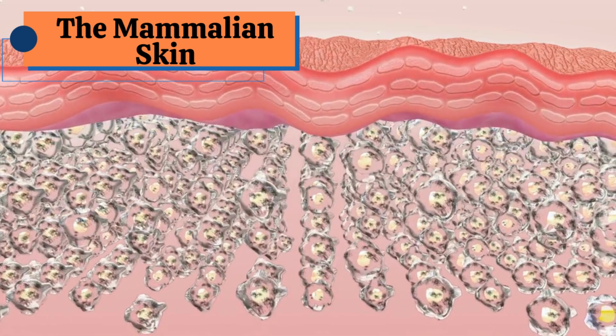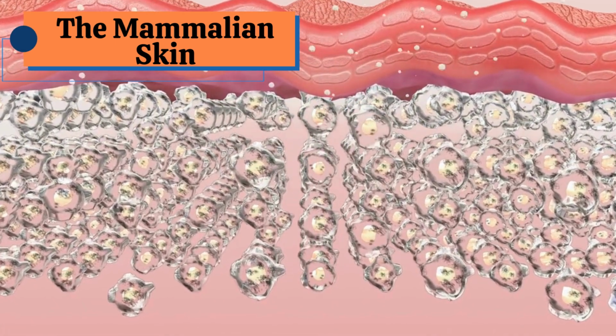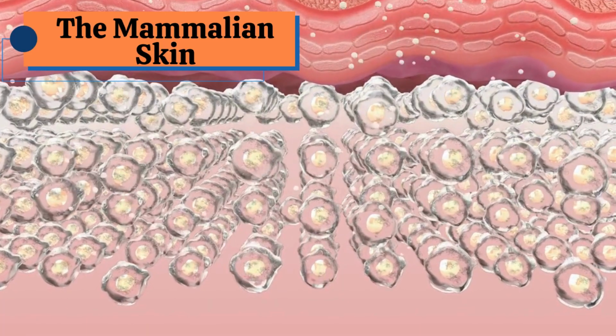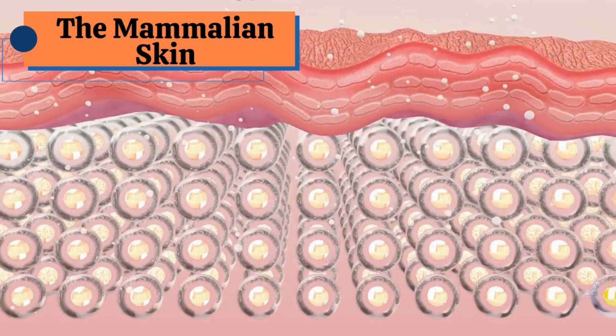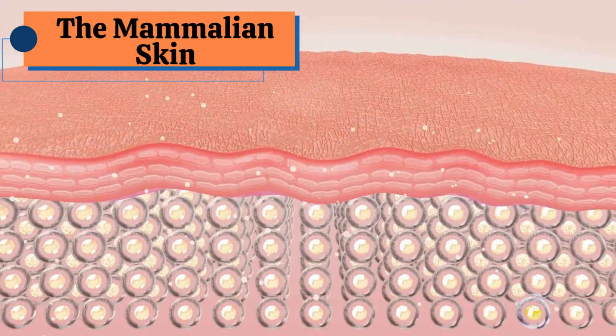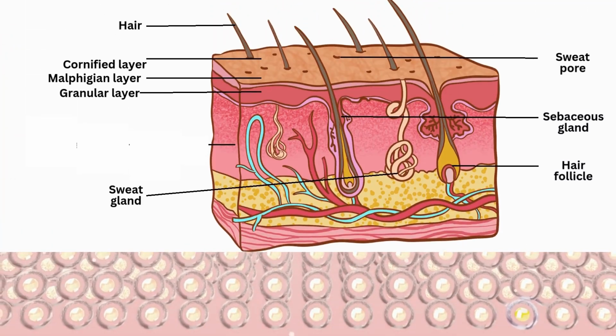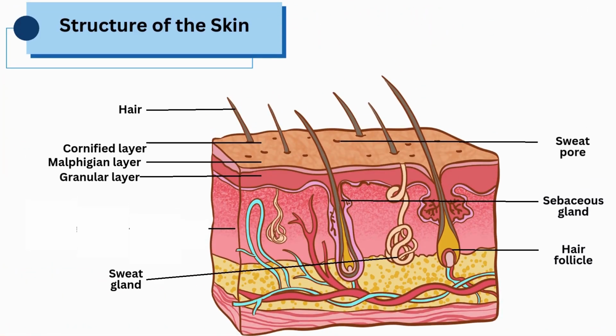Now let's look at the skin. The mammalian skin is the largest organ of the body. It covers the entire body surface apart from the bones and cartilage. The skin is the toughest tissue in the body. The structure of the skin. The skin is made up of two layers, which are the epidermis and the dermis.